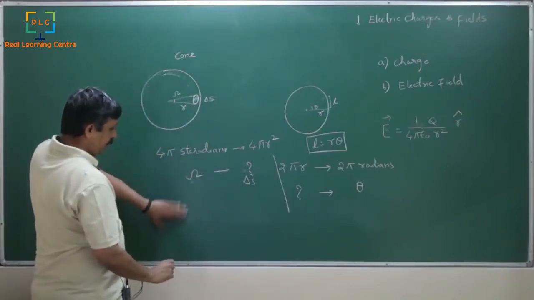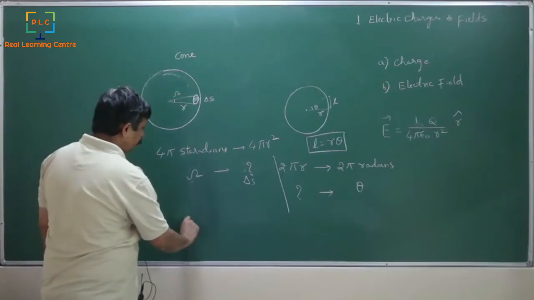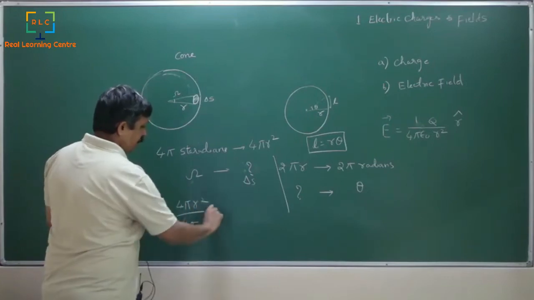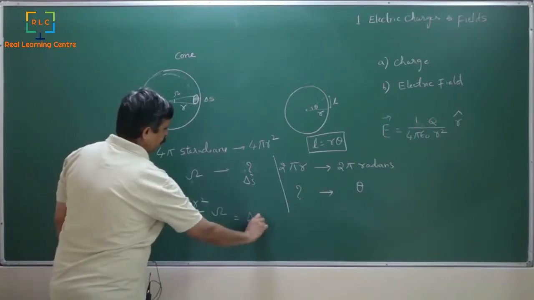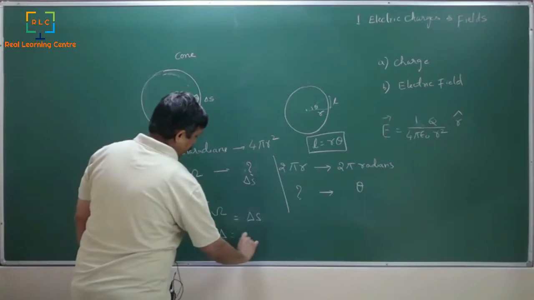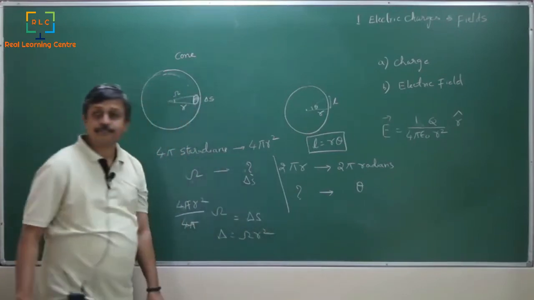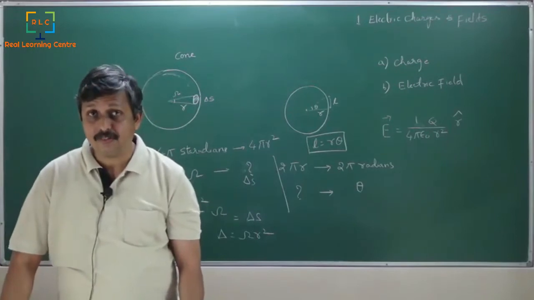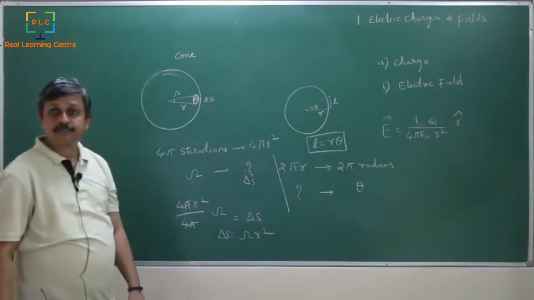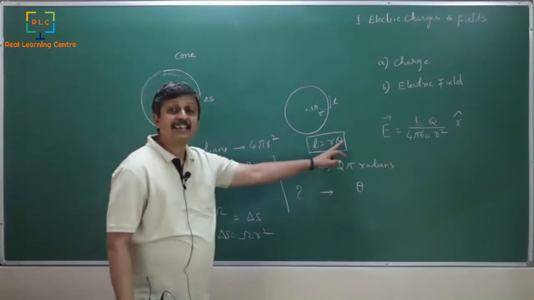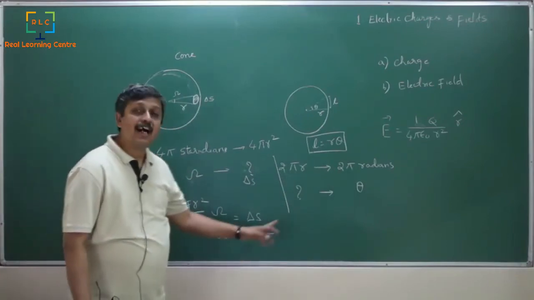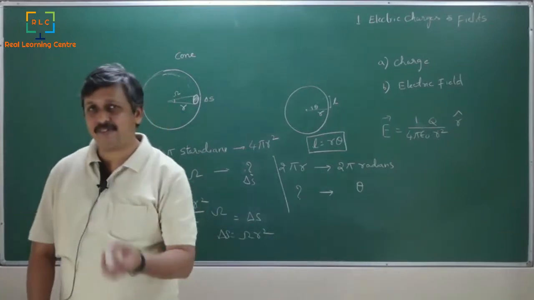For 4 pi steradians, you got 4 pi r square area. For omega, how much? That is delta S. So if the 4 pi gets cancelled, delta S is nothing but omega r square. Do you see this? The surface area delta S is omega r square. Here it was L is equal to r theta. Here S is equal to omega r square. That is the difference. So this comes in solid geometry.